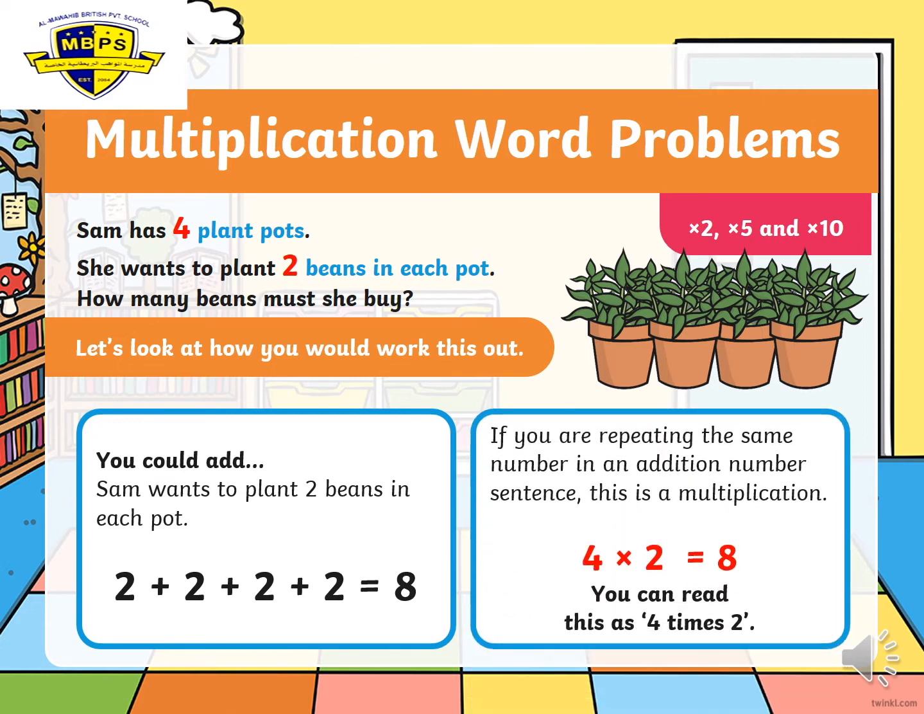You could add first, because you have 2 plus 2 plus 2 plus 2. So we can write an addition sentence about this story. She has 2 beans in each pot, so we are going to repeat the number 2 four times. Then we will skip by 2 and find the answer, 8. If you are repeating the same number in an addition number sentence, we can write now a multiplication sentence. So I can write 4 times 2 equals 8. This is my first multiplication word problem.